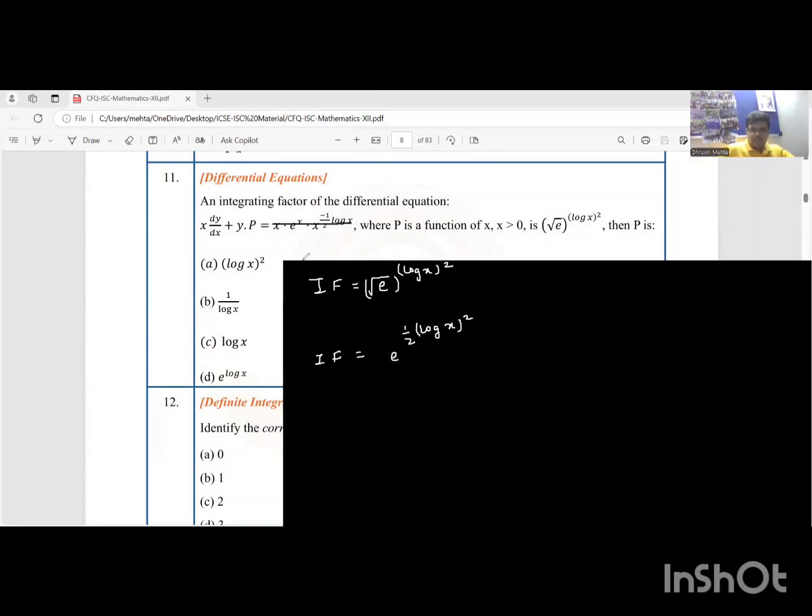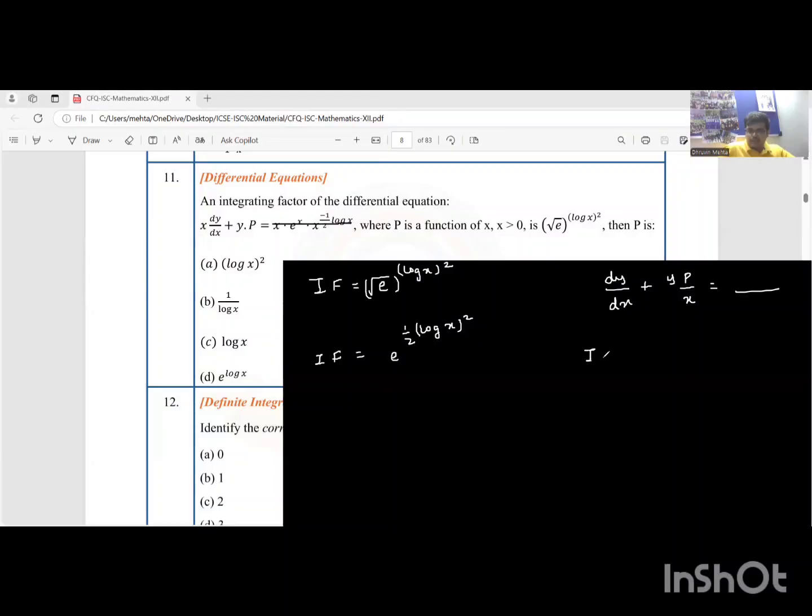Now, if you look at the given differential equation, the standard format of every linear differential equation is dy by dx plus px. So we'll have to get rid of this x, which is right next to dy by dx. So we'll divide everything by x. So the second term becomes y into p by x. And then we have something on the right hand side.